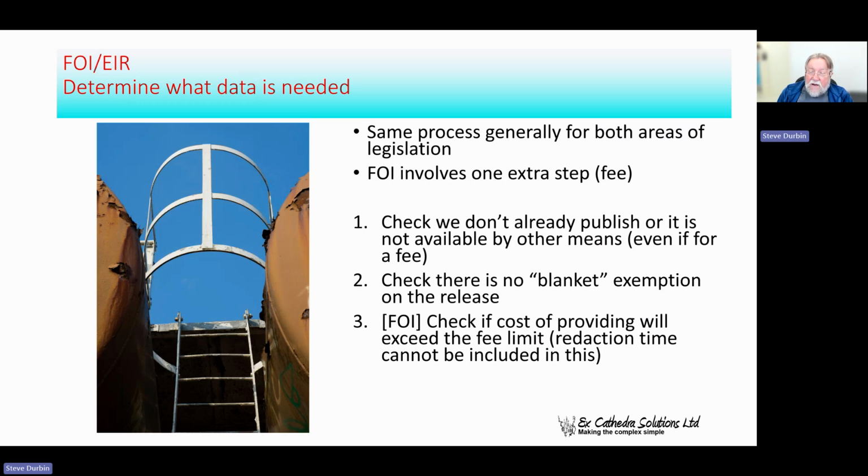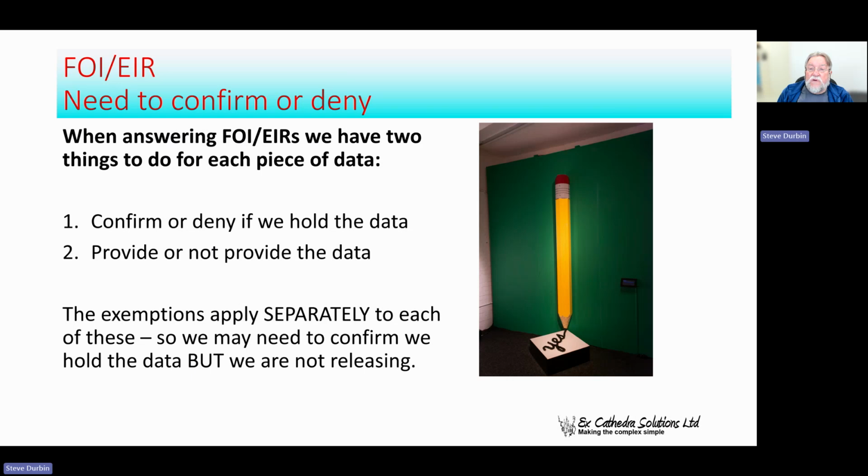Okay, for EIR, we need to do two separate things. We need to confirm or deny if we hold the data. That's right for both FOI and EIR. And then we need to provide or not provide the data. Now, the exemptions apply separately to those two things. So it's quite possible, and actually common sometimes, to have something where we confirm we hold the data, but it's exempt, so we're not going to provide it. But you have to answer the question about providing it separately. So bear that in mind.